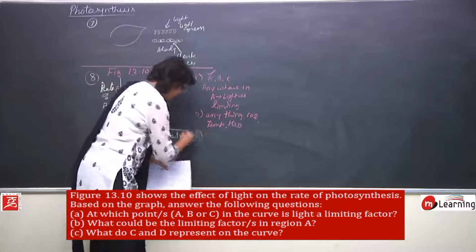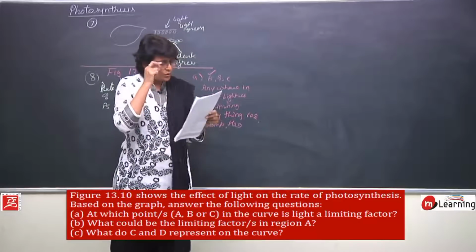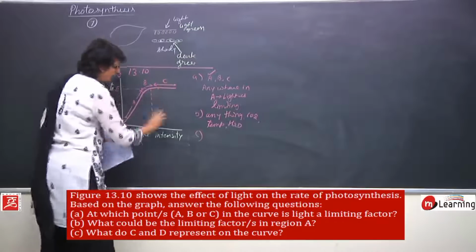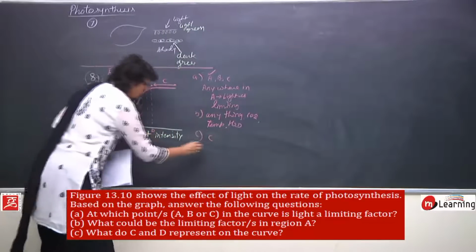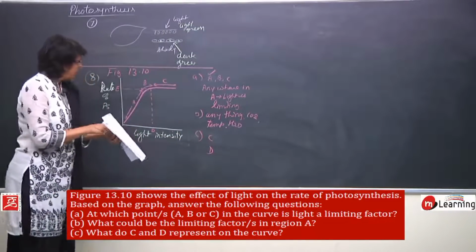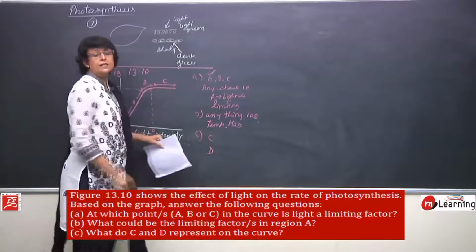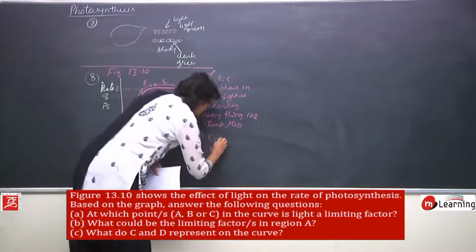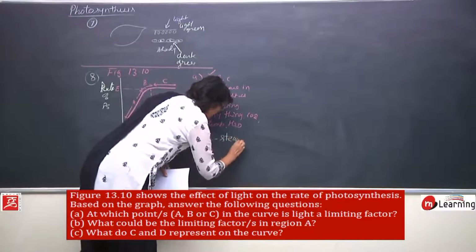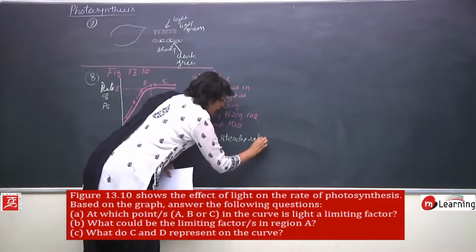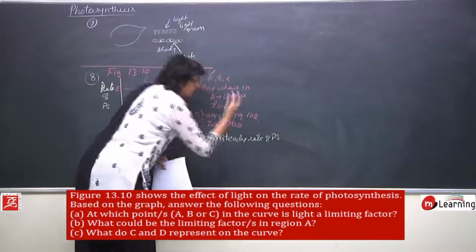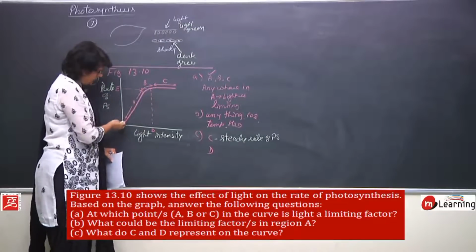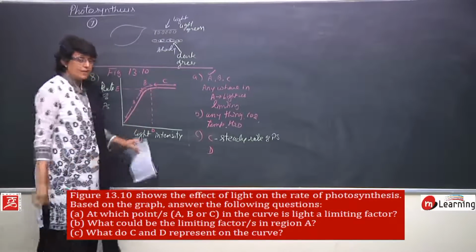And the C part is, what do C and D represent on the curve? What is C representing here and what is D representing here? C part, this segment is representing a steady rate of the reaction. So, it represents a steady rate of photosynthesis. Here the photosynthesis has come to a steady rate. Here it was going up and then it has become steady.